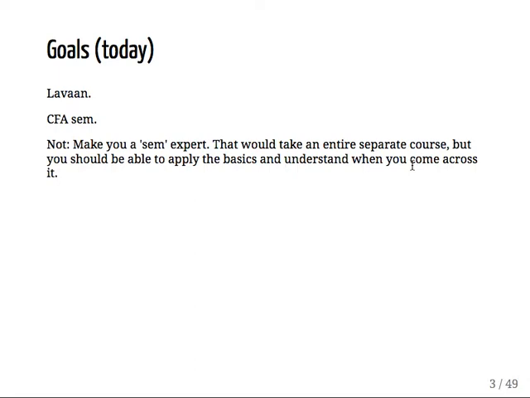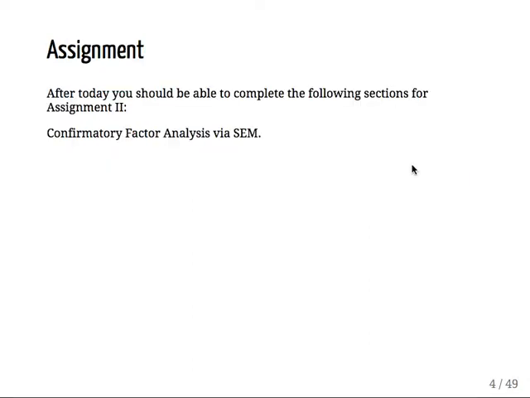If you're actually going to go out and apply this in the field, then I recommend you read some books and spend some time delving more into it, because again, I'm just giving you the highlights, and you're going to have to delve a little bit deeper if, for example, your supervisor wants you to do confirmatory factor analysis. So we're already on assignment 2, for a couple of weeks now. And so after today, you're able to do a section on confirmatory factor analysis via structural equation models.